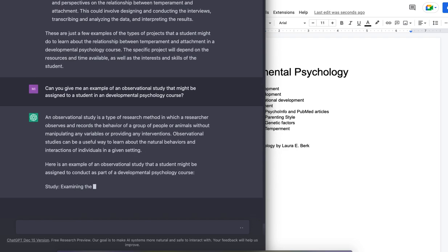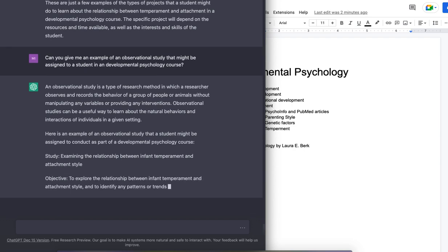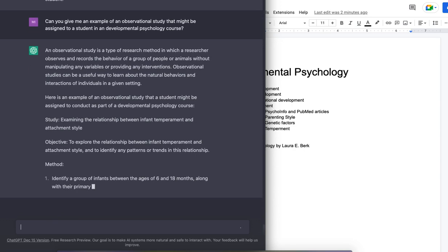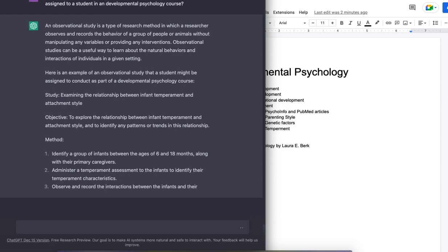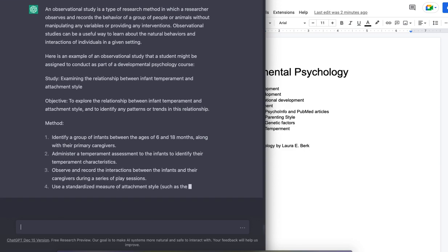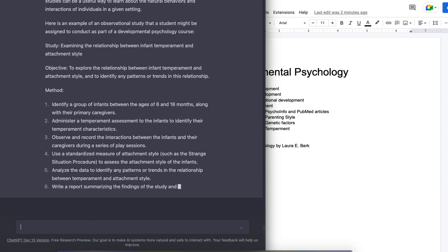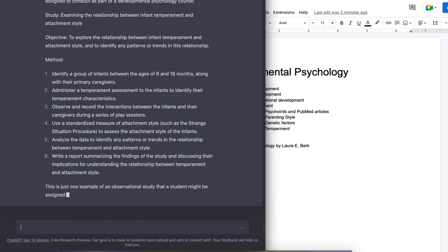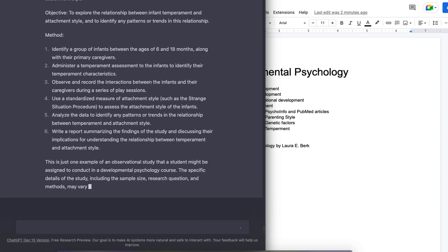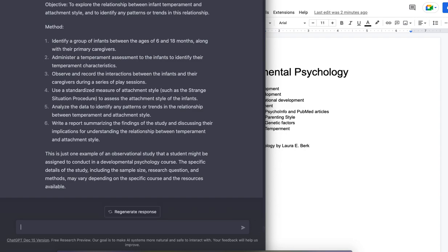So here's an example. Examine the relationship between infant temperament and attachment style. Objective: explore the relationship between infant temperament and attachment style. Method: identify a group of infants between the ages of 6 and 18 months, along with their primary caregivers, and administer a temperament assessment. So you could even ask, how would I administer a temperament assessment, and go on and on down rabbit holes. I just think this is really amazing, that you could pretty much figure out how to teach yourself, or what would go into learning a particular field of study.